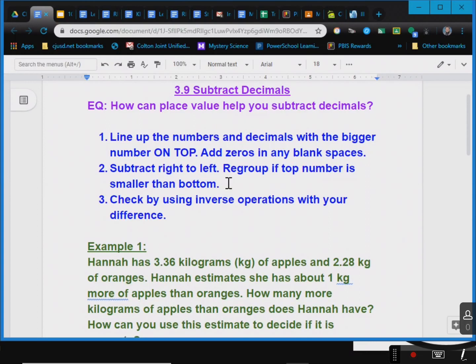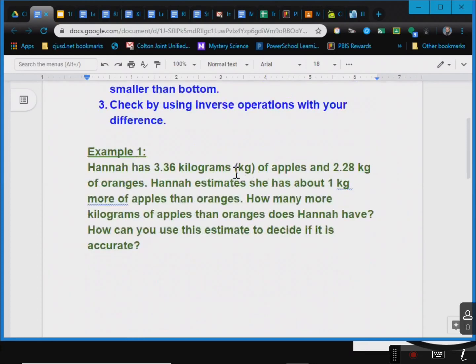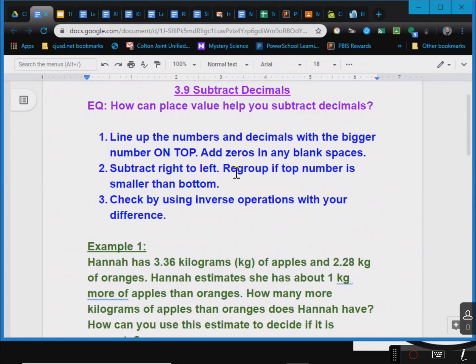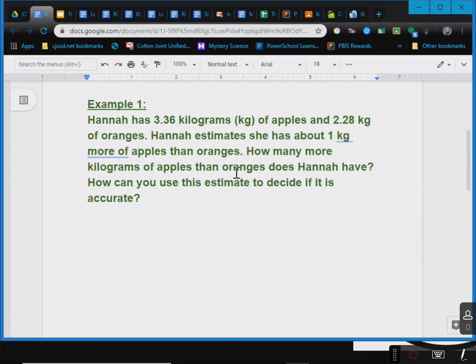And the third step is you can check by using inverse operations with your difference. I'll show you what that is in just a second. All right, if you need to pause, go ahead and do that. Hopefully you paused. Here's the first example. You can pause and write that down if you need to.